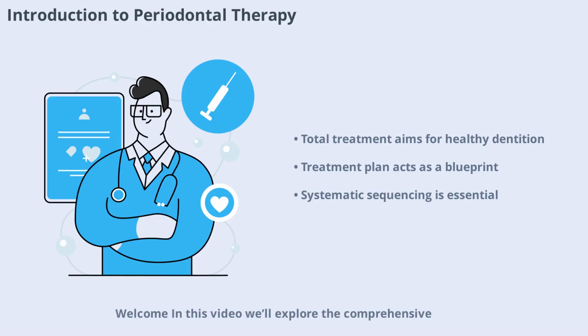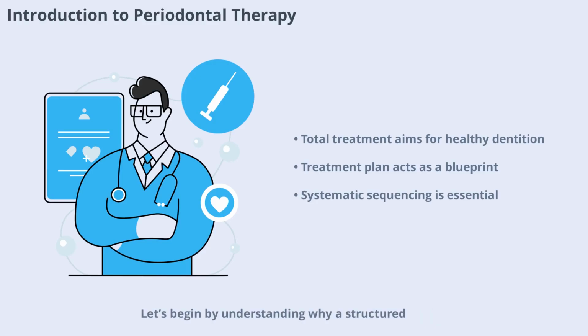Welcome. In this video, we'll explore the comprehensive treatment plan for periodontal therapy. The main goal is to achieve total treatment, which means coordinating all procedures to create a well-functioning dentition within a healthy periodontal environment. Think of the treatment plan as a blueprint. It guides every step, ensuring nothing is missed and that the patient's oral health is restored systematically. Each phase builds on the previous one, so careful planning and logical sequencing are essential.